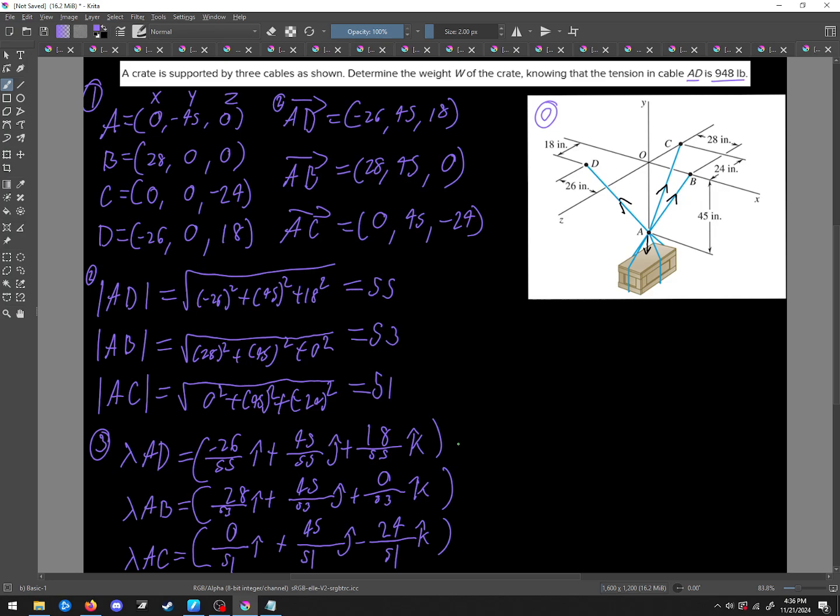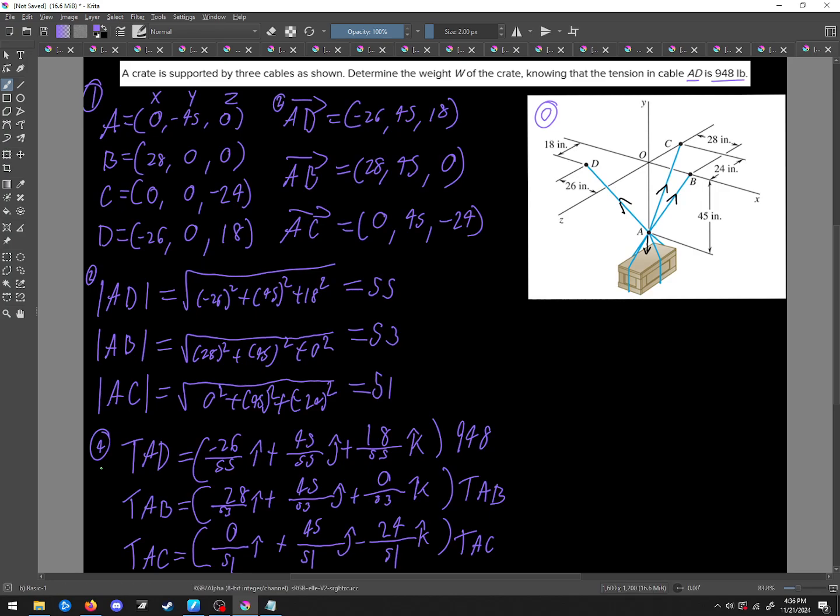What you do is you just write, since we know TAD, 948. Since we don't know TAB, and then TAC. And what these turn into is, instead of lambda times TAD, these turn into the tension in all three. So step 3 is now step 4. Pretend we just redrew everything. All right, look at us go.